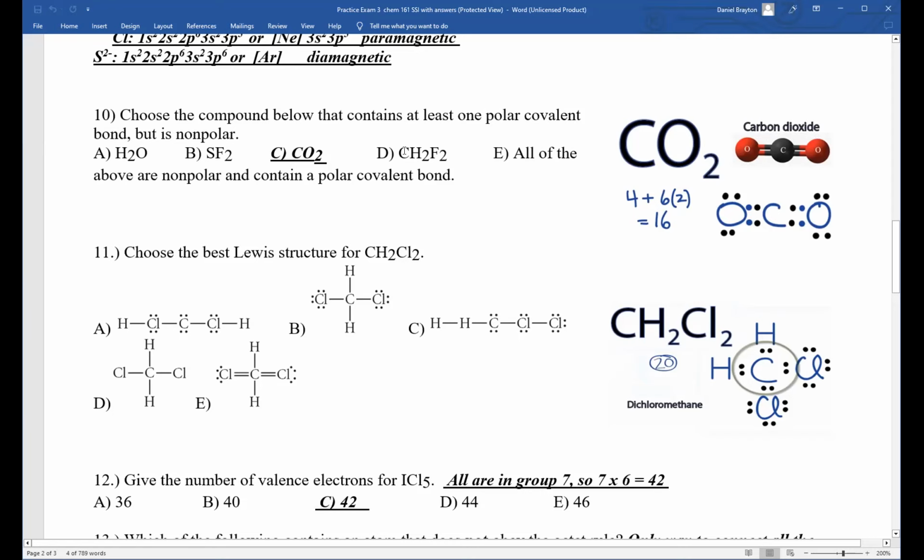D here, CH2F2, looks just like what you see over here, except with fluorine and not chlorine. So the bonds make those polar, but there's no way for it to cancel. This isn't showing the three-dimensional tetrahedral structure of it.